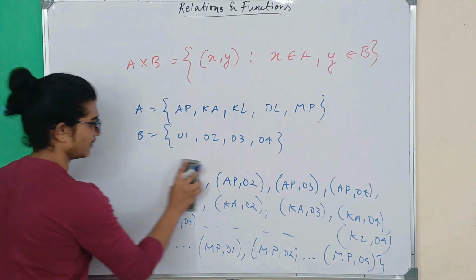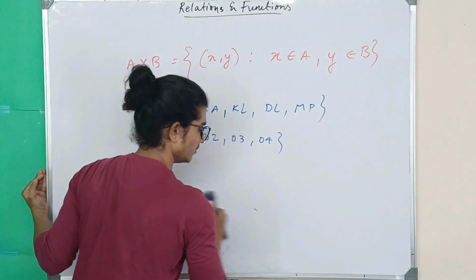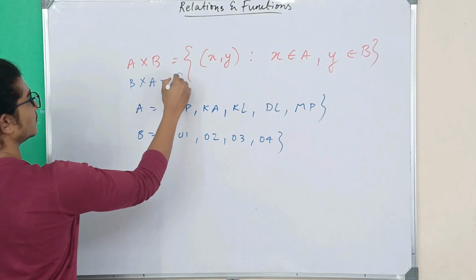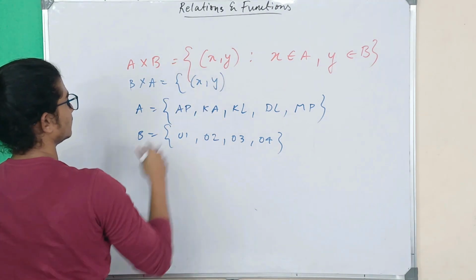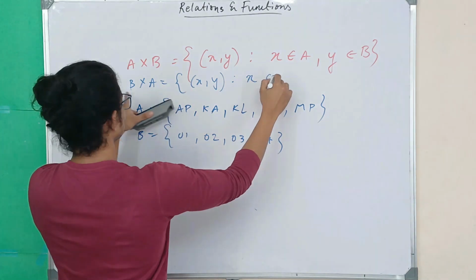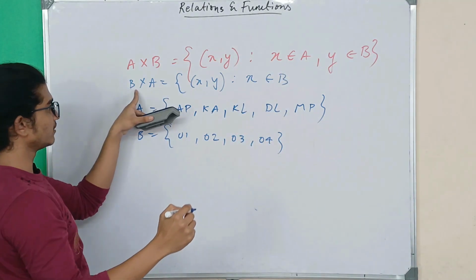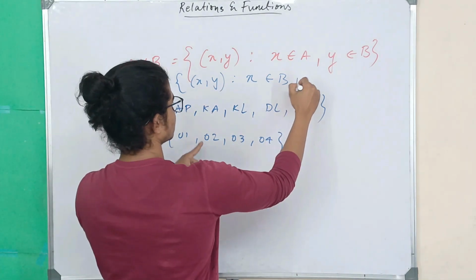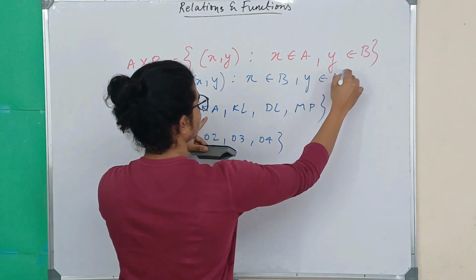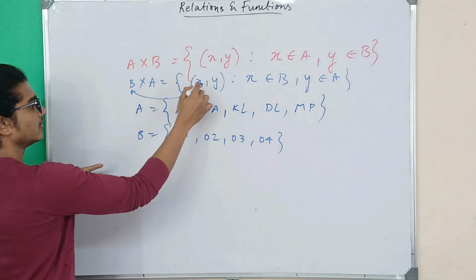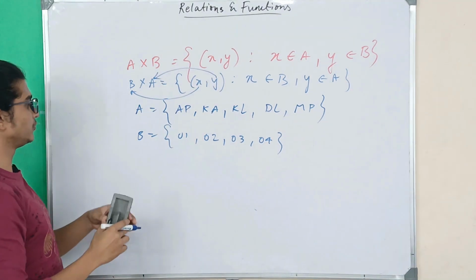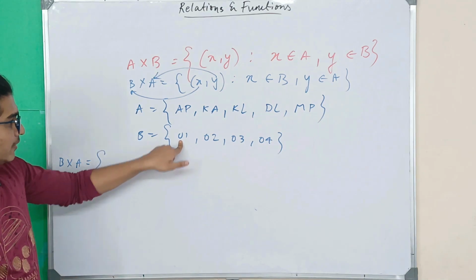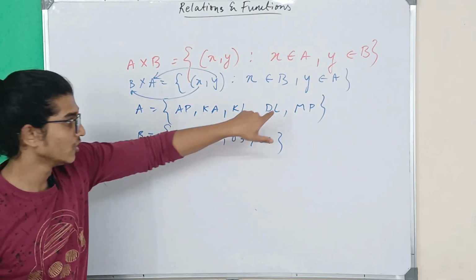Suppose they ask B cross A. You should do the exact reverse. B cross A is the set of all (x, y) such that x belongs to B and y belongs to A. Remember, the first set always gives the first element and the second set gives the second element. It's ordered. In this example we have to take this element and multiply it with every single one. I hope you're getting this.